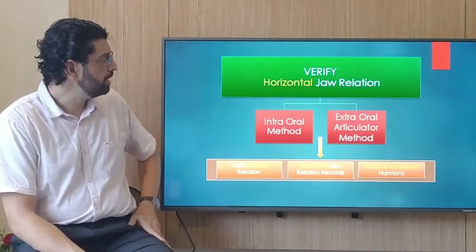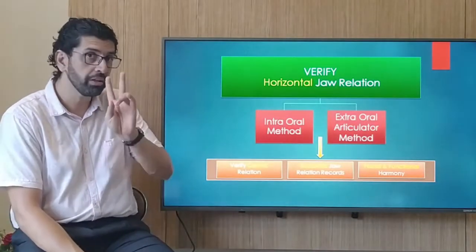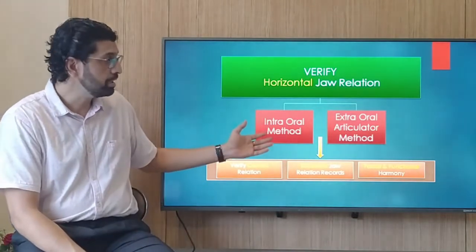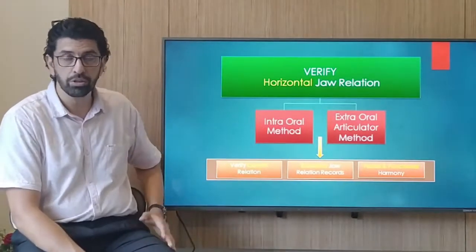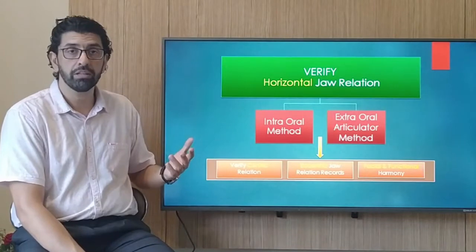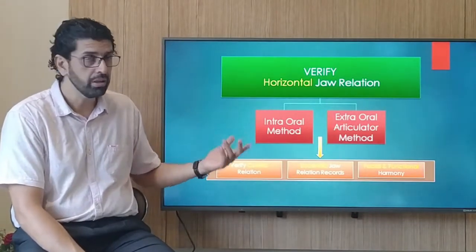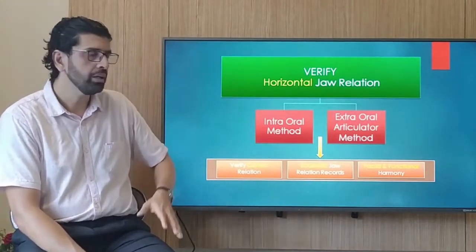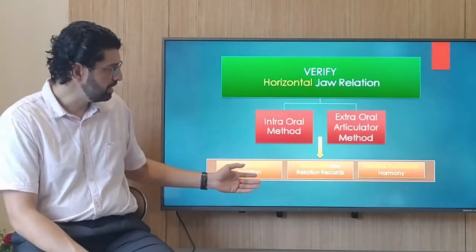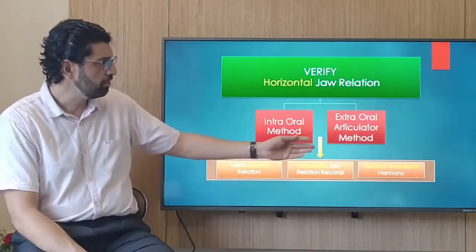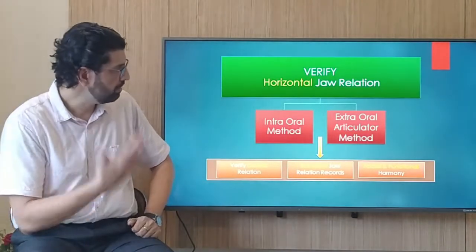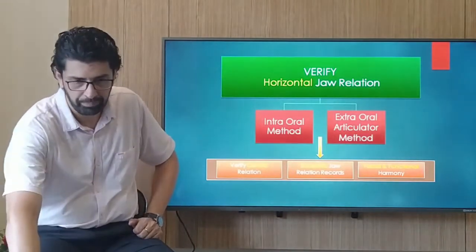So you're going to verify horizontal jaw relation. You're going to verify it in two different ways. You can either do an intraoral method or an extraoral method. Obviously, I told you verification is best done on a cast. So obviously, you're going to go back to the cast at some point. So you're going to verify centric relation, eccentric relation, and finally you're going to look for facial functions and harmony.